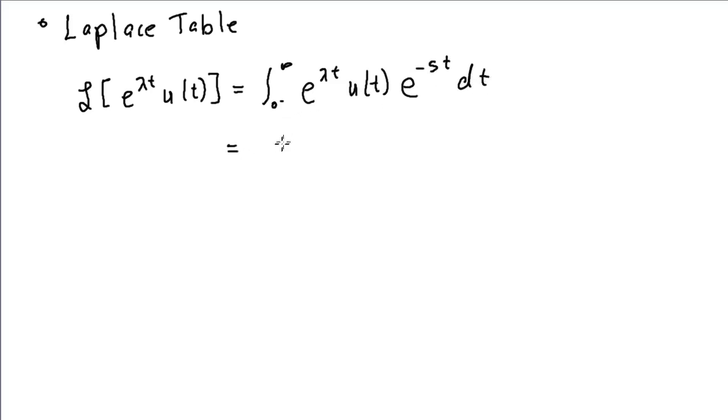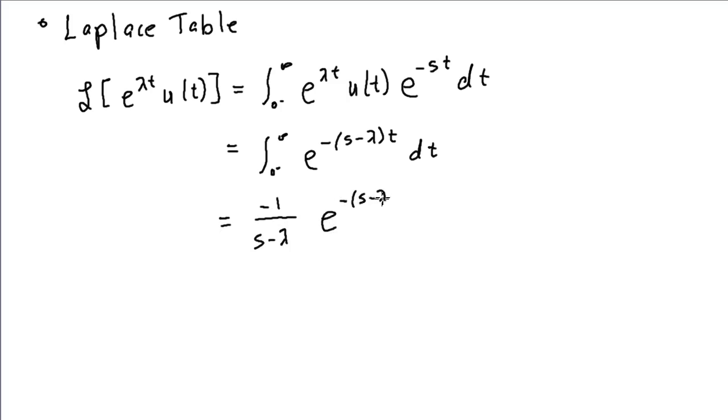u of t is 1 everywhere within this interval, and I can combine these two exponents and write it as e to the minus (s minus lambda) t dt, and integrating that, I'll get minus 1 over (s minus lambda) e to the minus (s minus lambda) t, evaluating at 0 and infinity.